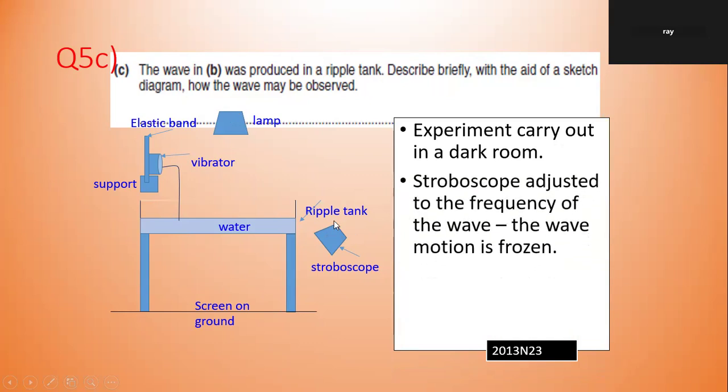What's the purpose of the stroboscope? The stroboscope is adjusted to the frequency of the wave. The wave is frozen. That means when the frequency of the wave and the frequency of the stroboscope are the same, then the wave looks as if it's not moving.